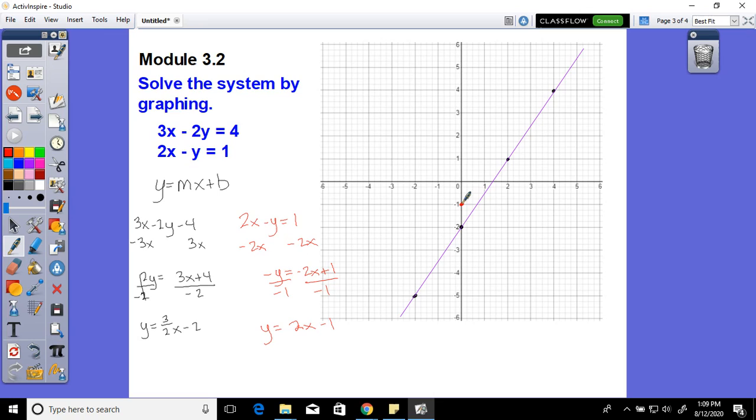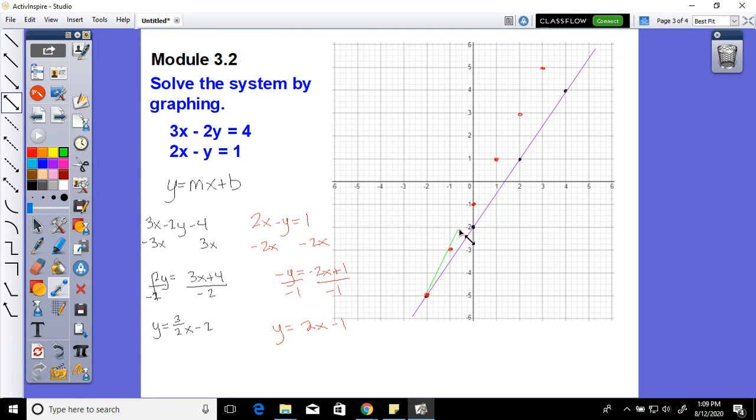So we'll go here, negative 1. We go up 2, to the right 1. Up 2, to the right 1. We continue in the other direction, down 2, to the left 1. Down 2, to the left 1. All right, so there are my points. Draw the line.